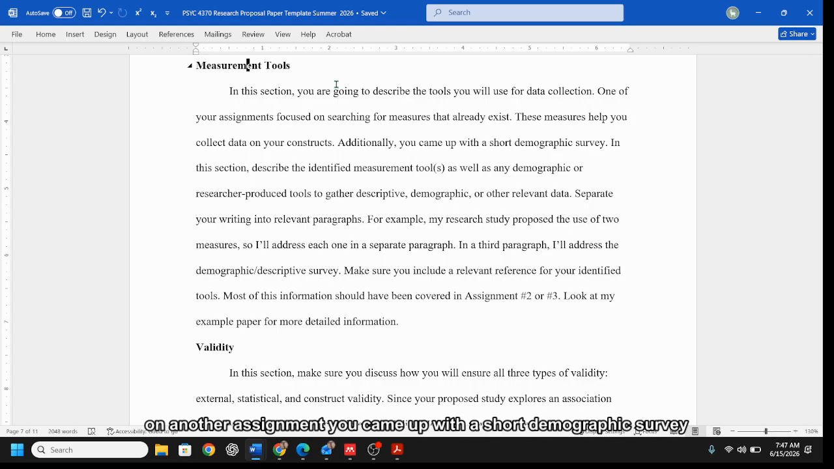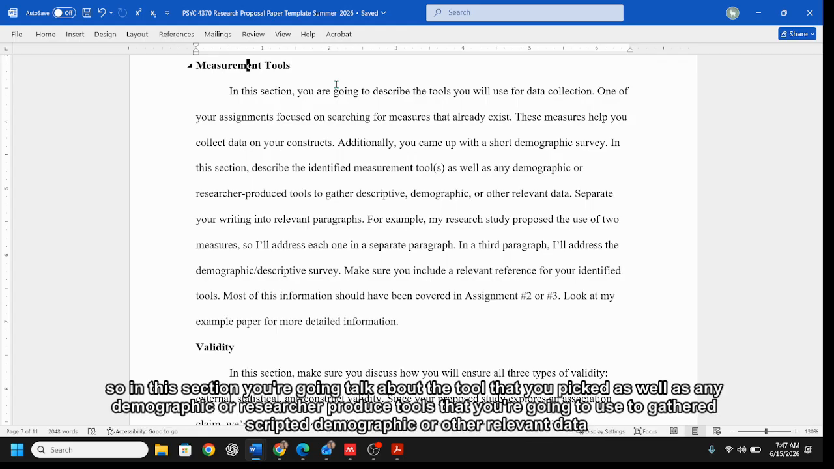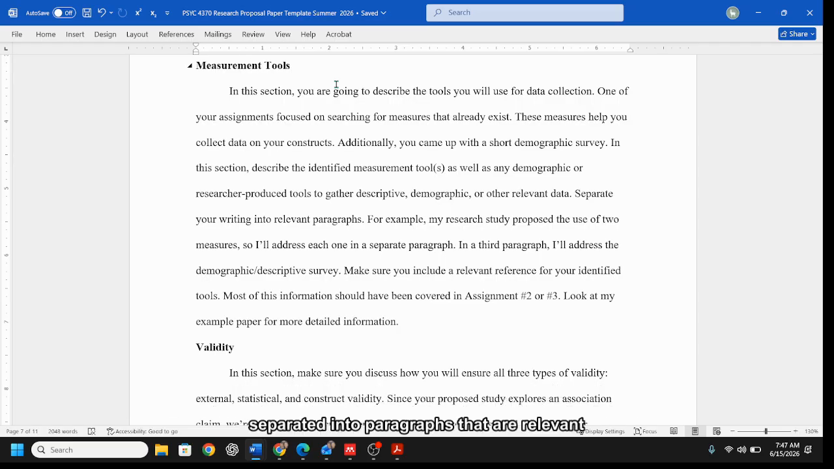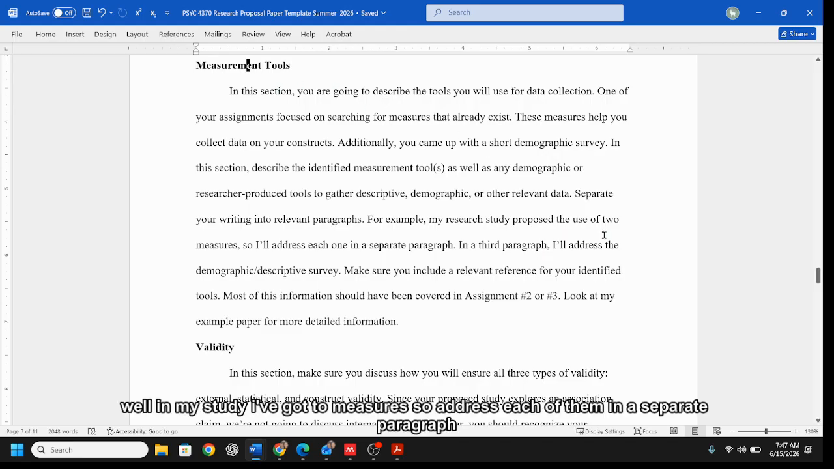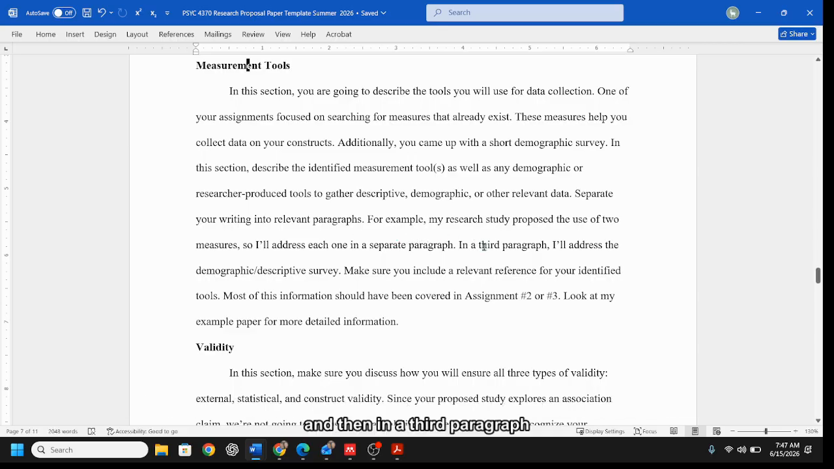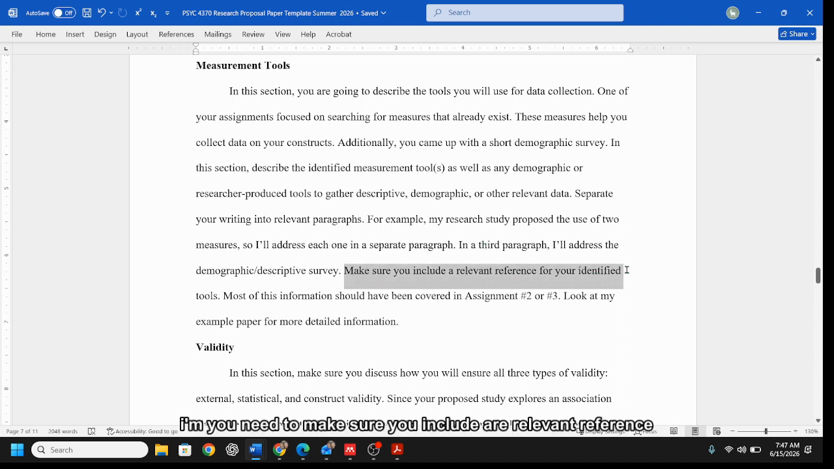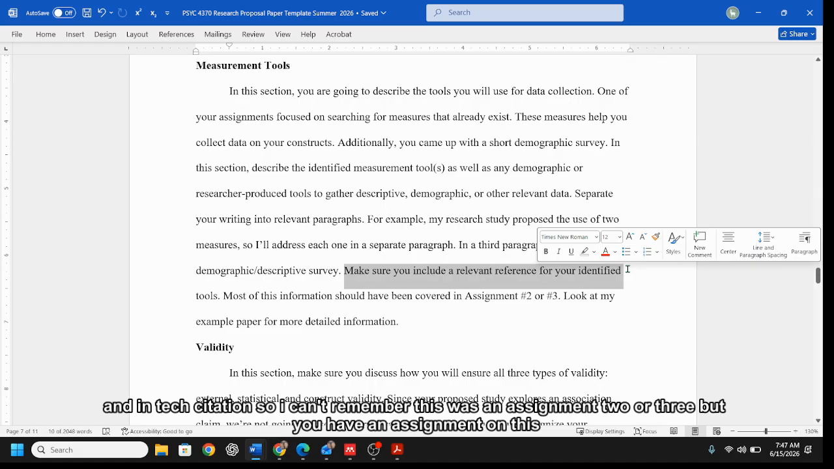Another assignment, you came up with a short demographic survey. So in this section, you're going to talk about the tool that you picked, as well as any demographic or researcher-produced tools that you're going to use to gather descriptive, demographic, or other relevant data. Separate it into paragraphs that are relevant, okay? In my study I've got 2 measures, so I address each of them in a separate paragraph, and then in a third paragraph I address my demographic and descriptive survey. You need to make sure you include a relevant reference and in-text citation.